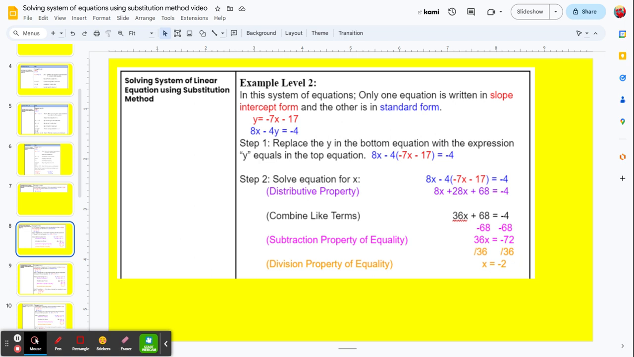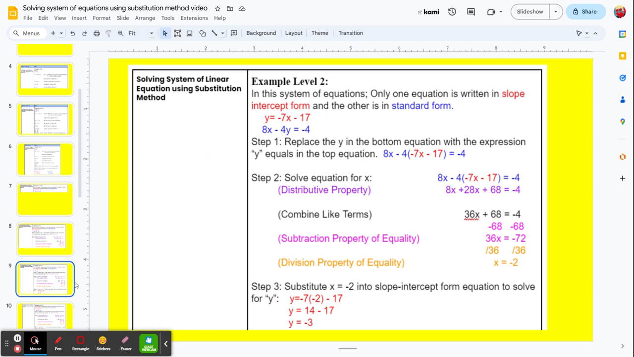So now to find y, we're going to go ahead and replace the x in either equation and solve for y. The top equation in red is much easier because it's already in y equals form. We could use the blue one, but the red one's easier. So let's use the red one. So we substitute the negative 2 in for x, so we get y equals negative 7 times negative 2 minus 17. So y equals positive 14 minus 17. So then we get y equals negative 3.